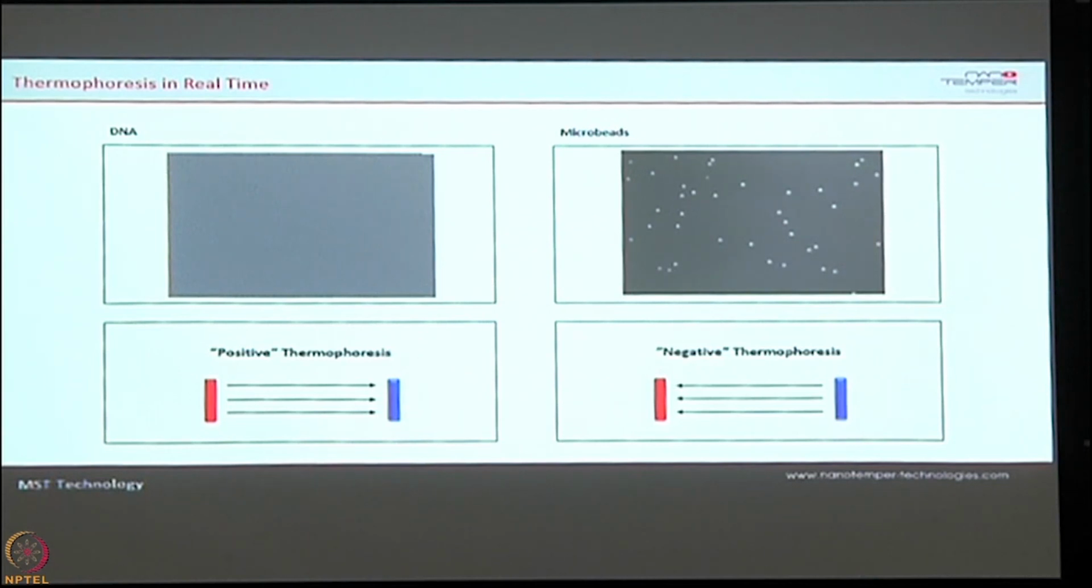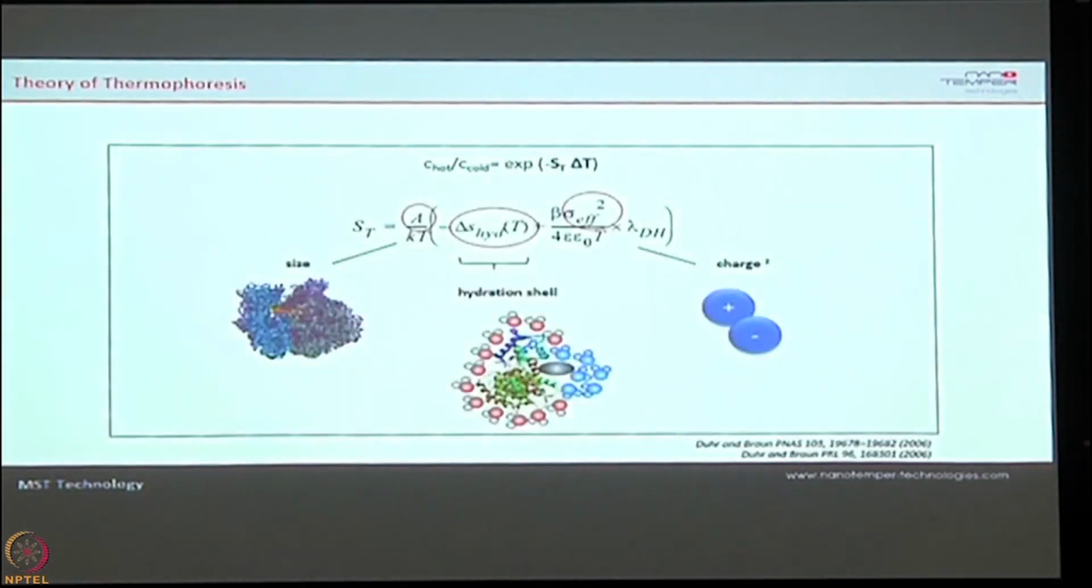How we measure, maybe I can take you to the next slide. If you look at the first slide, the two gentlemen who proposed the theory of thermophoresis state that the steady state concentration of the molecules before and after heating is directly dependent upon three parameters: size, charge, and the hydration shell. Whenever you shine some heat, the ratio of the molecules that have gone towards the hotter region to the molecules in the colder region is always dependent upon these three parameters. That is what the law of thermophoresis says. And all our experiments have been highly validated, and they follow this principle.